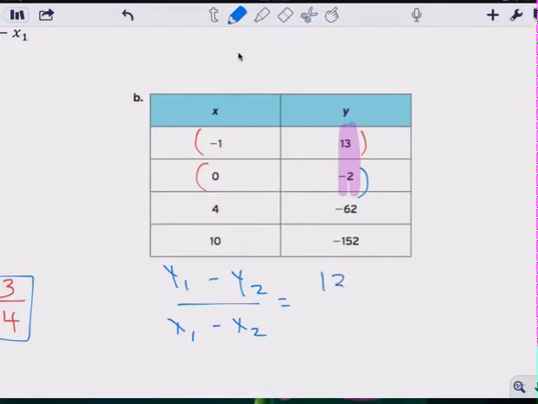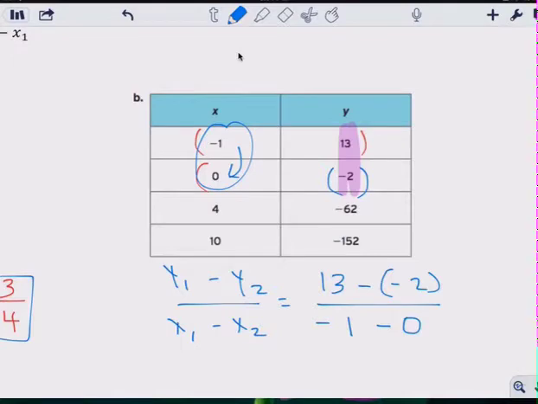So it's 13 minus negative 2. So make sure you put that in there. That's a negative 2 over negative 1 minus the 0. The first one to the second one.